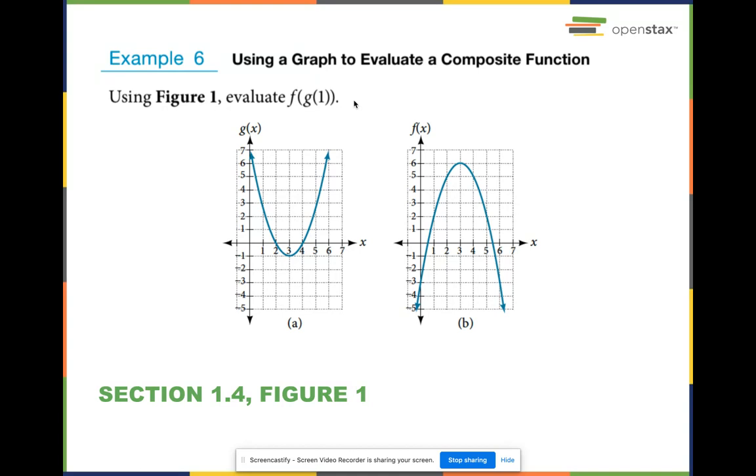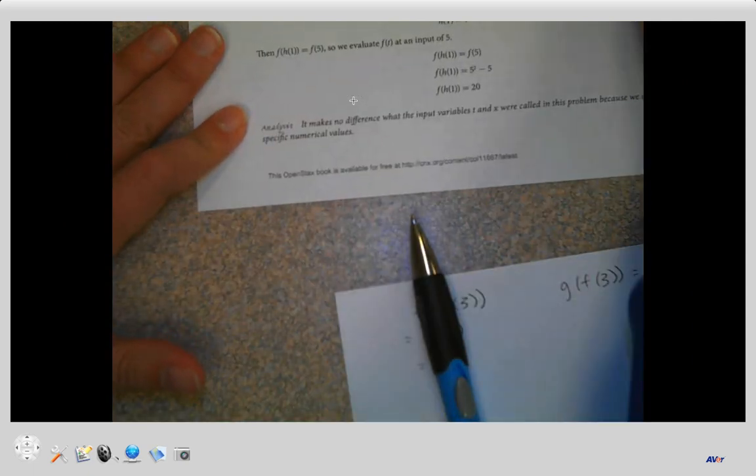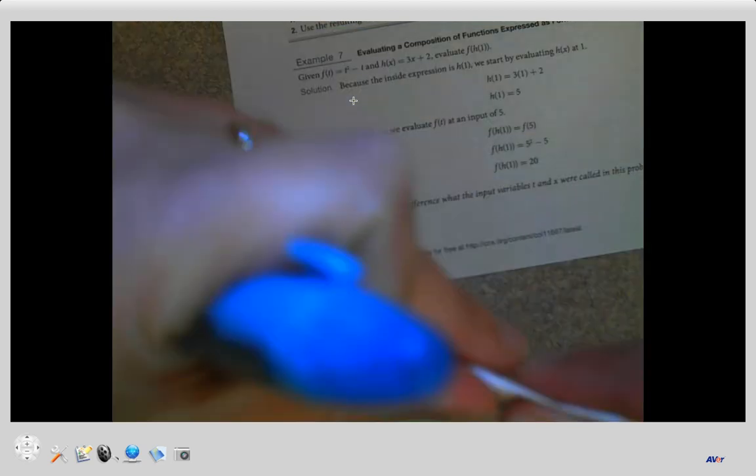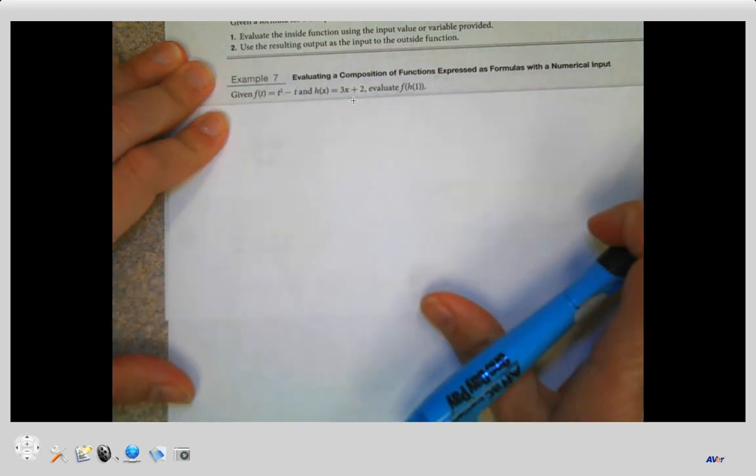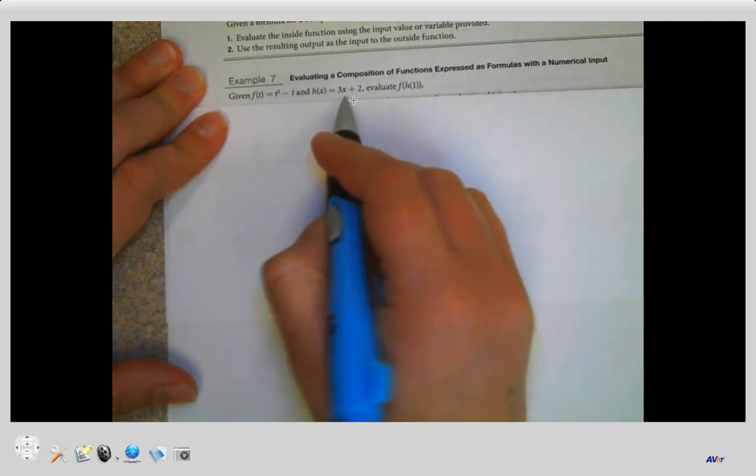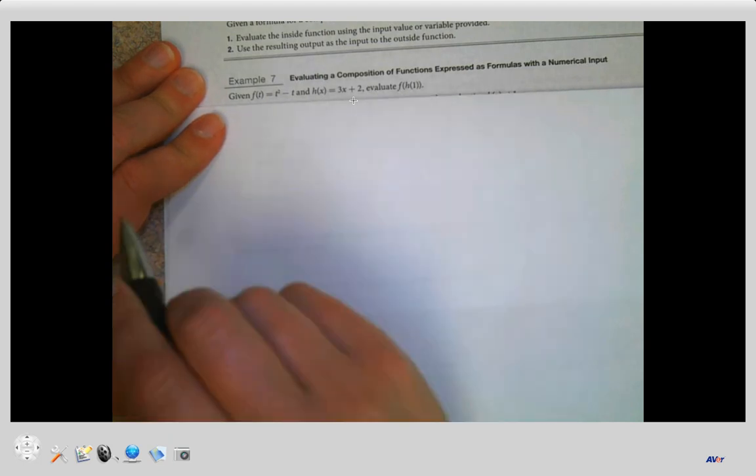Now let's do one last. We've evaluated composite functions with tables. We've evaluated them with graphs. Now let's do it with an equation. Let's look at example 7. Given two functions, f of t is t squared minus t, and h of x is 3x minus 2. Evaluate f of h of 1.